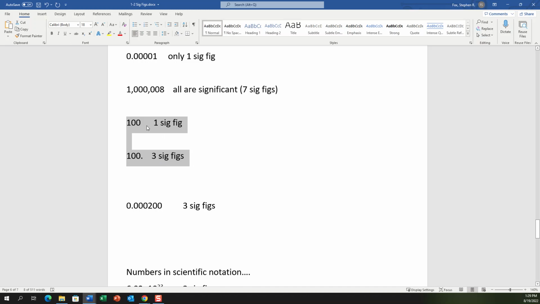So 3 sig figs. So this is 100 with 1 sig fig. This is 100 with 3 sig figs because I wrote the decimal. Okay. I could do 100 with 4 sig figs. I just do another trailing zero. Here's 100 with 3 trailing zeros. The decimal point is written. So that would be 4 sig figs.